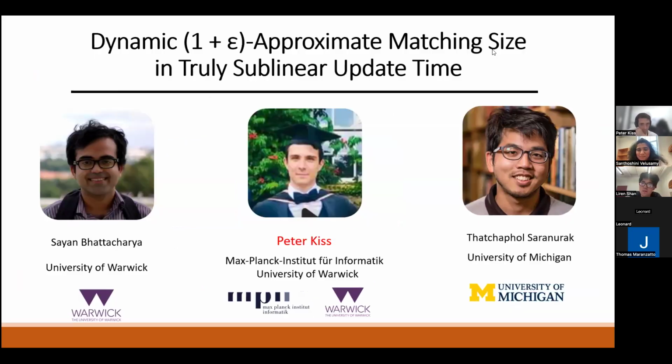So the paper title is Dynamic 1 plus epsilon approximate matching size in truly sublinear update time, but it's a bit deceiving. This is really a sublinear algorithm. So 1 plus epsilon approximate sublinear matching should be the title, but the dynamic thing is selling it better. I co-authored this paper with my supervisor, Sayan Bhattacharya from the University of Michigan. And at the time of writing this, I was interning at the Max Planck Institute for Informatics in Saarbrücken.